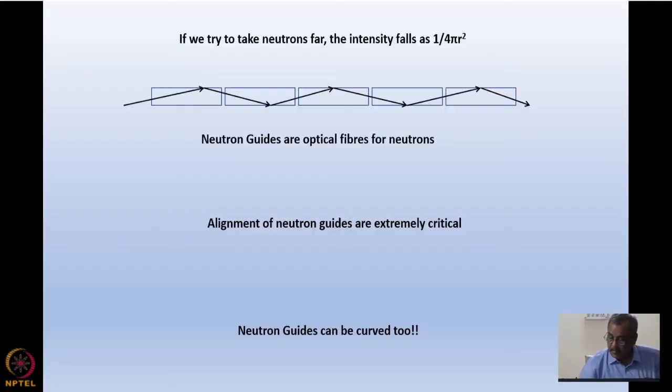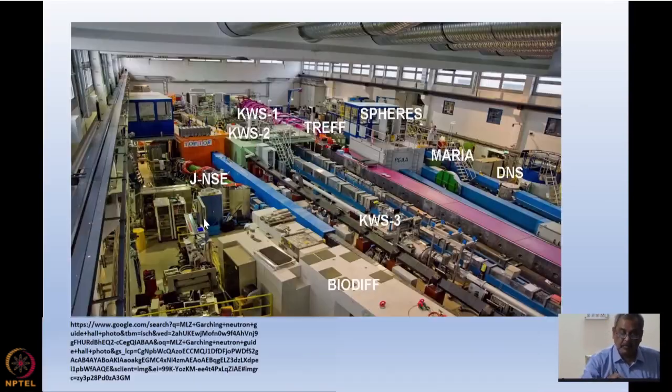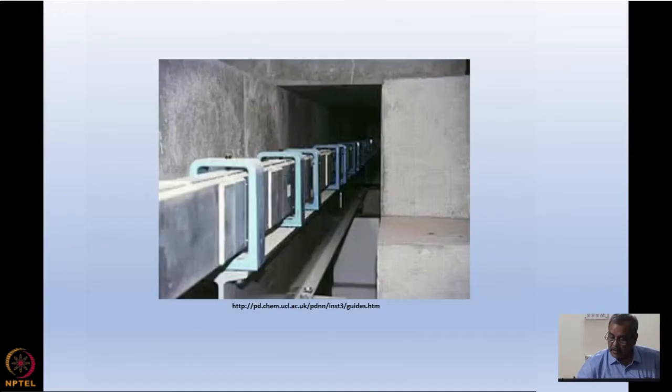So after saying this, this is one assembled neutron guide. You can see the picture. It has to be held tight because it has to be free of any vibration. You can see it's on a large piece of rail, and these are the neutron guides, which are the typical element that I said, about 1 meter long.